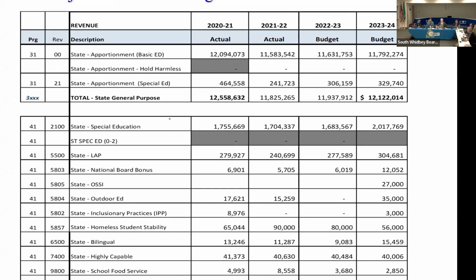But if you go back to the 2021 actual, you'll see it's less than we had 3 years ago. So it isn't like our revenue is increasing over time as costs increase over time. And then special education at 329,740, that's just one piece of the special education funding.